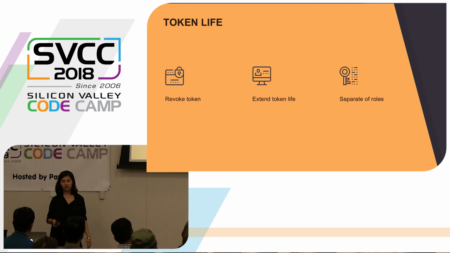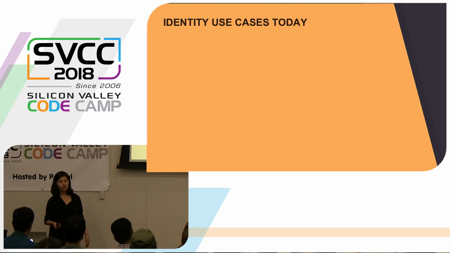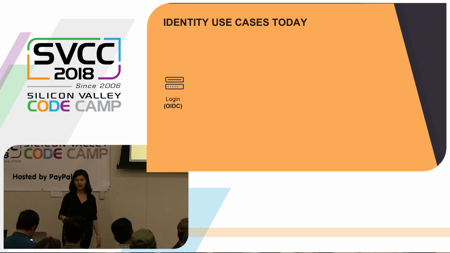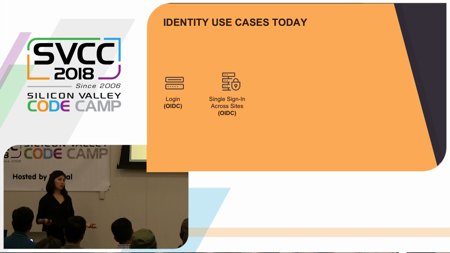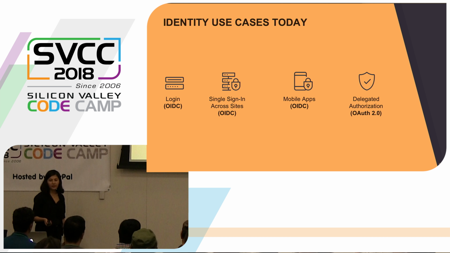Okay, so the identity use cases for today look like this. For login, you can use OIDC, or OpenID Connect. For single sign-on, you can use OIDC and OpenID Connect. For mobile applications, you can use OIDC and OpenID Connect. And for delegated authorization, you can use OAuth.